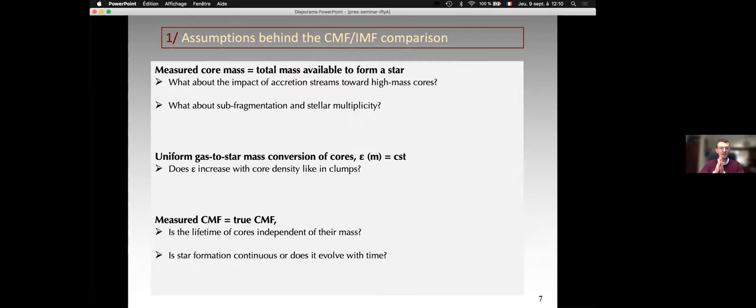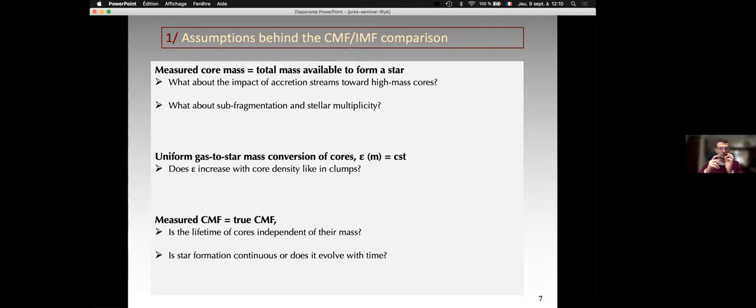Now let's see on which ground this CMF-IMF similarity relies. To say that the CMF leads to the IMF, we need first to assume that the core mass that we measure is the total mass available for the stars.